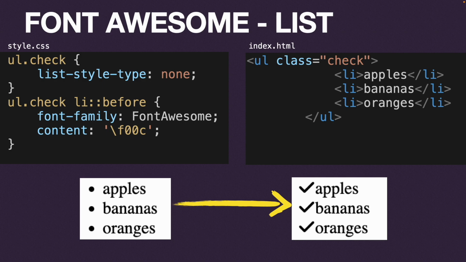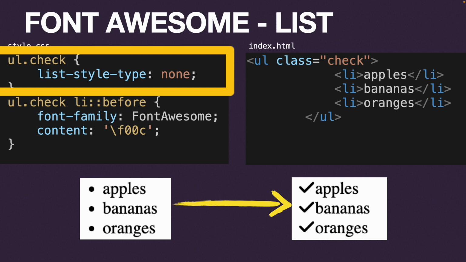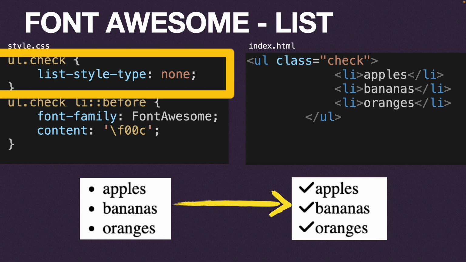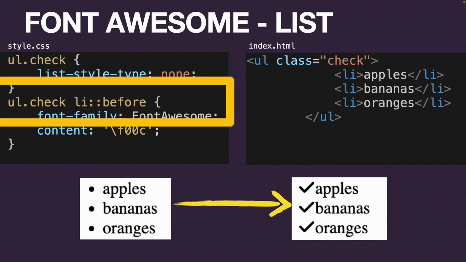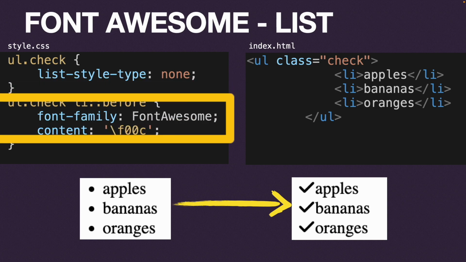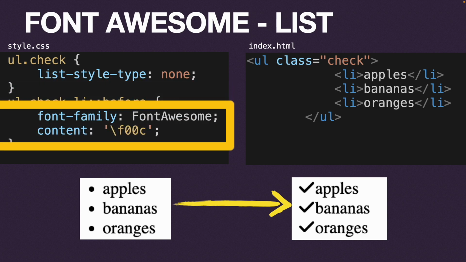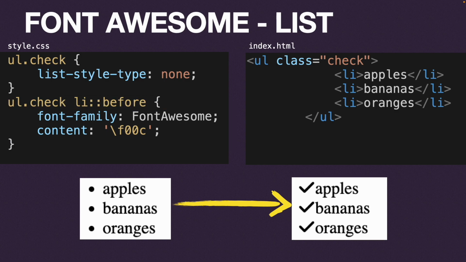So in my CSS, all I do is take ULs with the class check, and I set the list style type to none. That's going to remove the bullets that exist. And then I'm using the before elements on the ULs that have the class check, and then on every LI element nested under that, I use the before element to set the font family to Font Awesome and the content to \F00C, which is the Unicode in Font Awesome for a check mark. And that gives me a checklist rather than a normal unordered list.